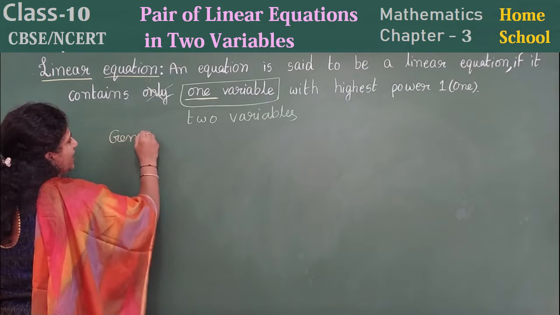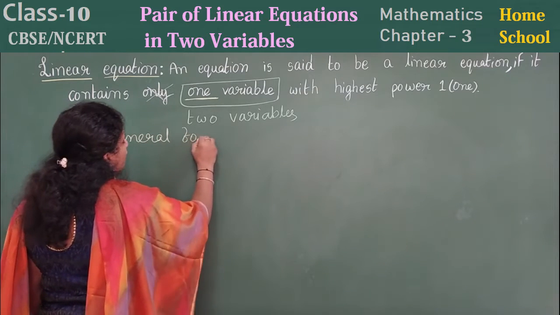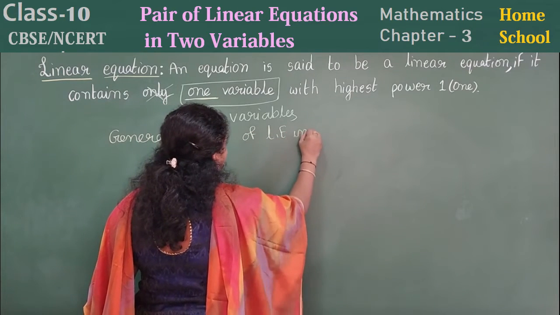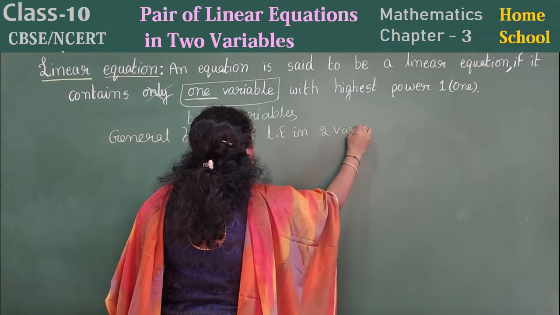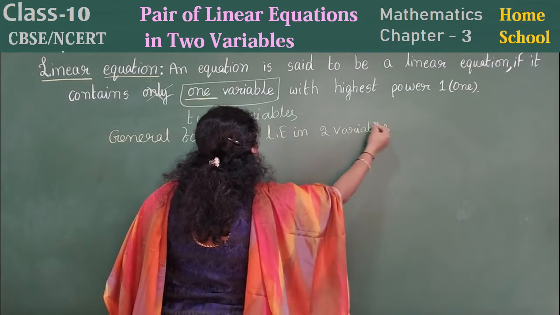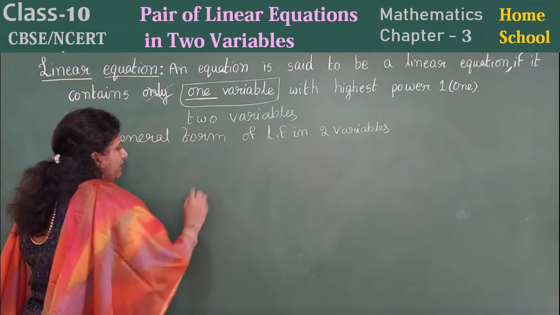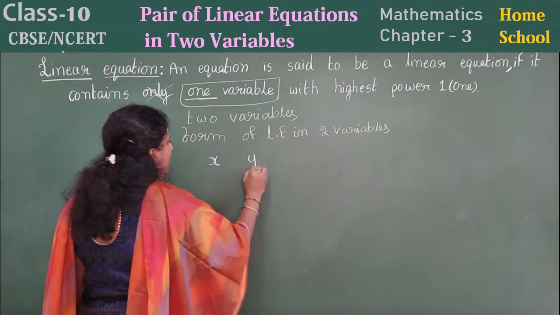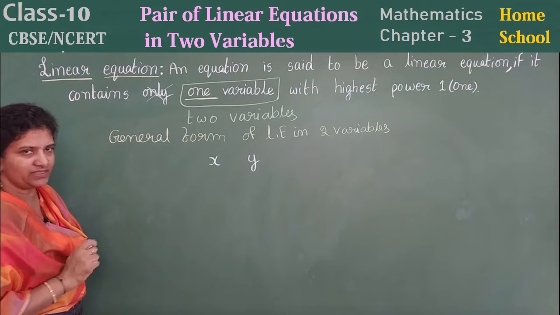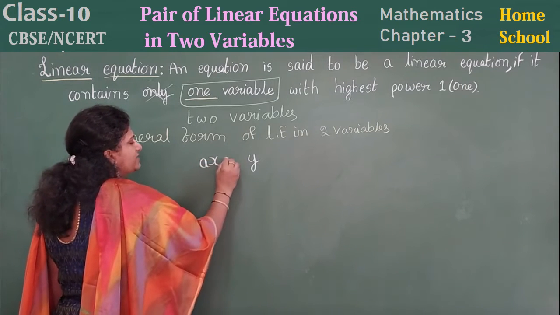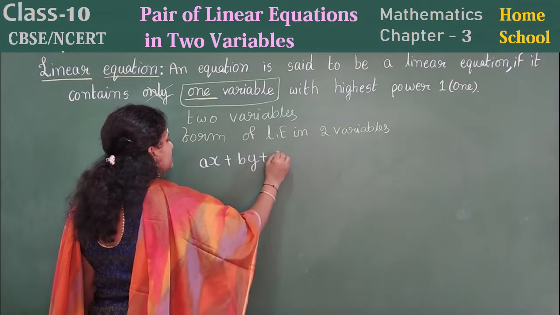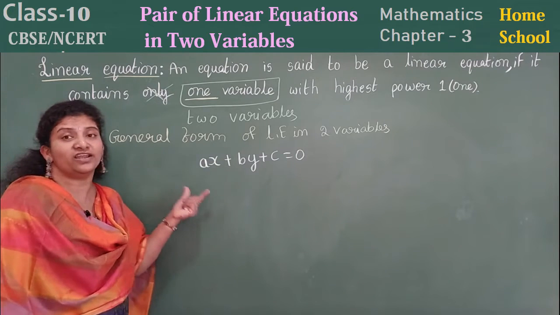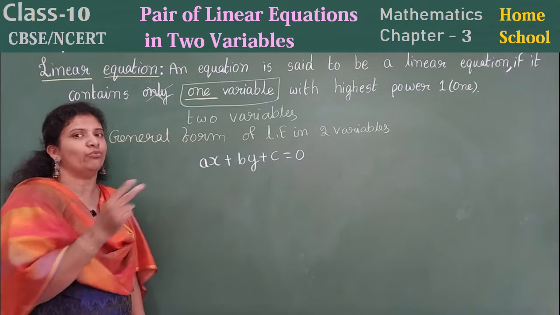Let's see the general form. What is the general form of a linear equation in two variables? Look here, we need two variables. What are the two variables we are going to take? Let me take x, y. x, y are the two variables. Then ax plus by plus c equal to 0. Children, this is the general form of a linear equation in two variables.